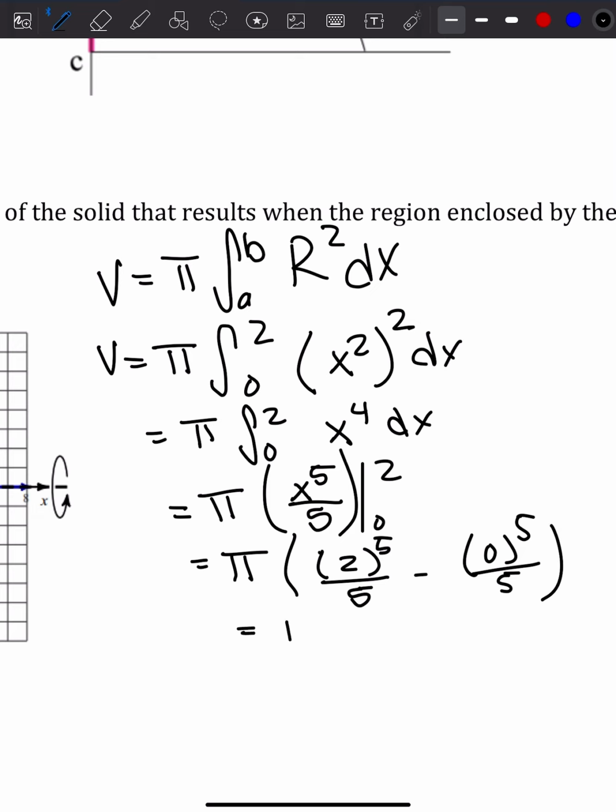So I have pi times 2 to the 5th, which is 2 times 2 times 2 times 2 times 2, five 2's multiplied together. That's going to be 32 over 5. 0 to the 5th divided by 5 is 0. So I have 32 over 5 times pi, so 32 pi over 5. I could figure out what the decimal is, but we're going to leave it like this for now.